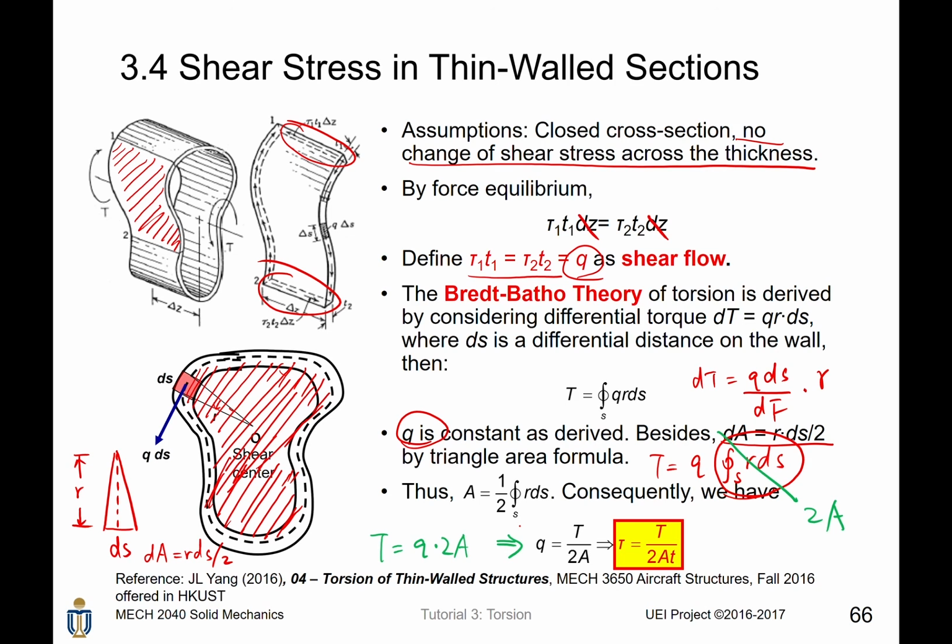Since Q is a constant, which is the shear stress times the thickness, we conclude that the shear stress in the thin walled section is given by tau equals T divided by 2AT.